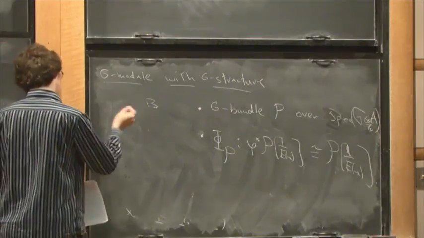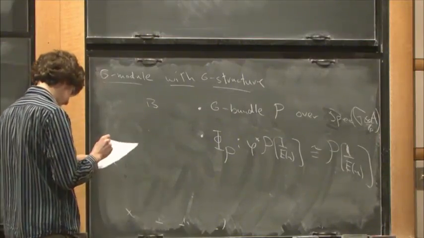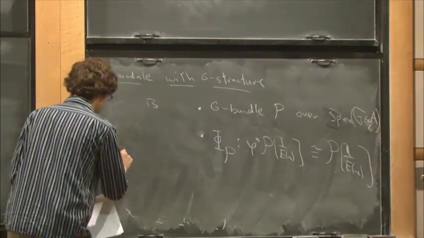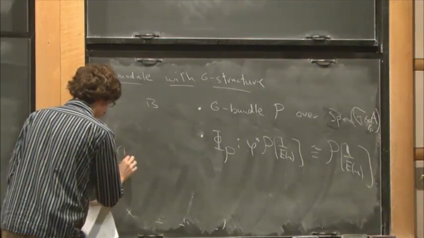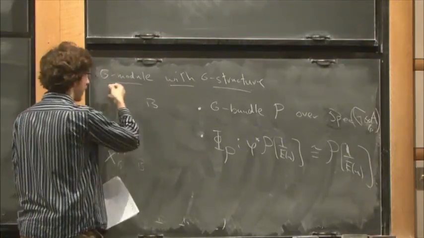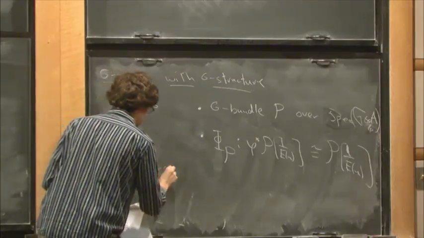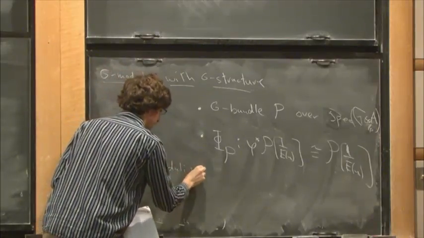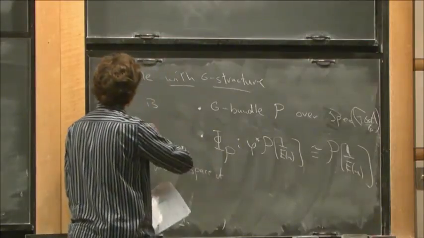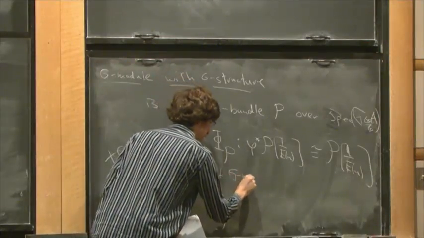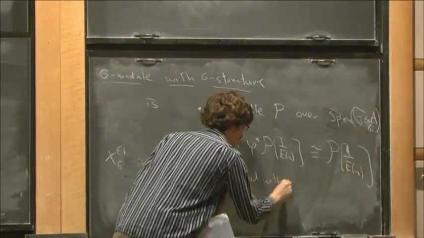Okay, and so I guess my remark is that this X flat G is a moduli space of such things, with G structure.